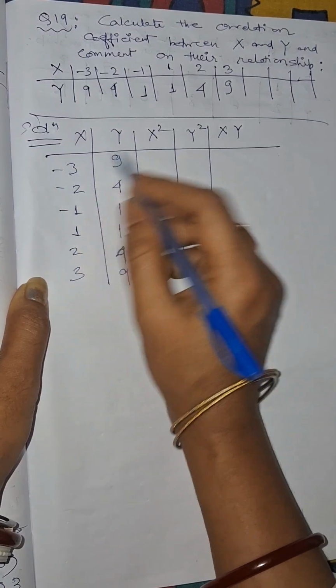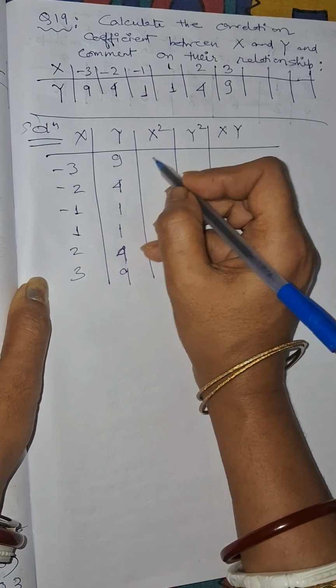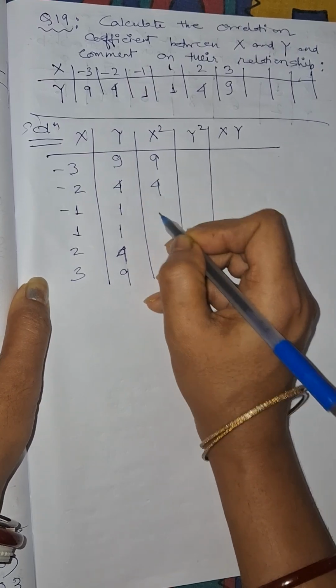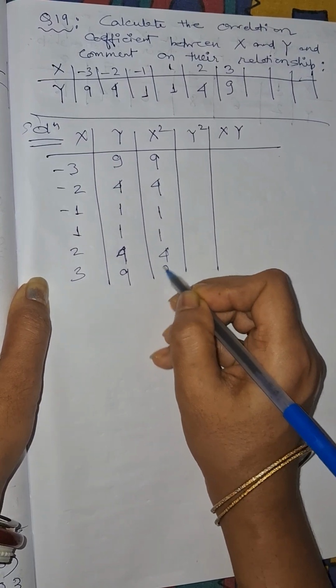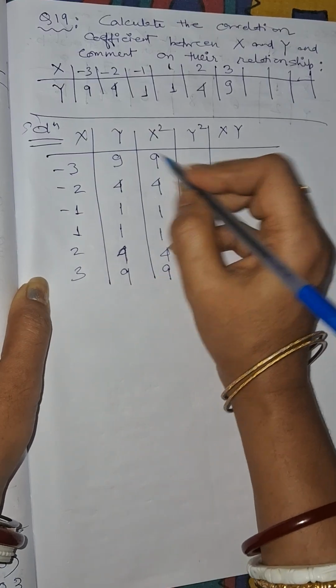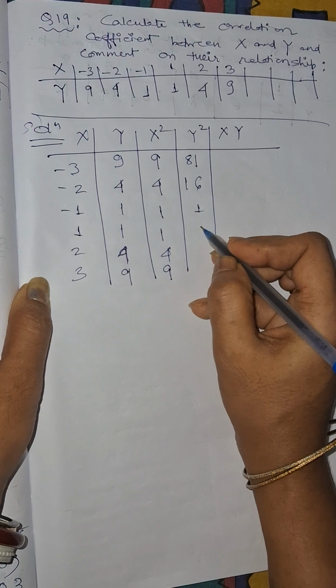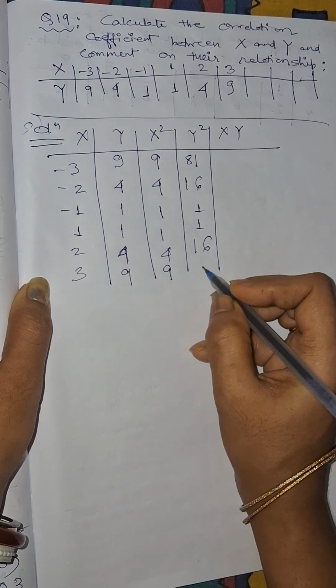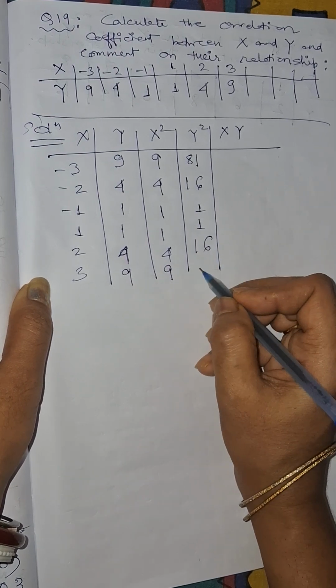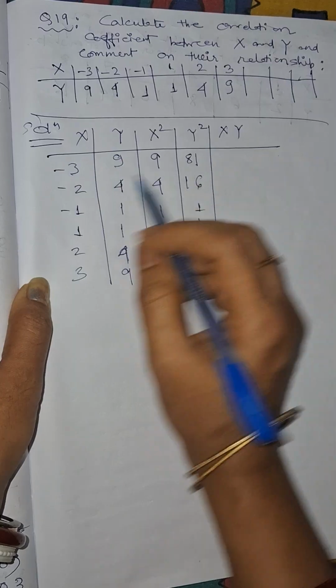X square, doubling of the x values, we get what? 9, 4, 1, 1, 4, 9. Doubling of y values, we get what? 9 into 9, 81. 16, 4 into 4, 16, 1 into 1, 1, 1 into 1, 1, then 16. Then what? 9 into 9 is what? 81. Then we get x into y.